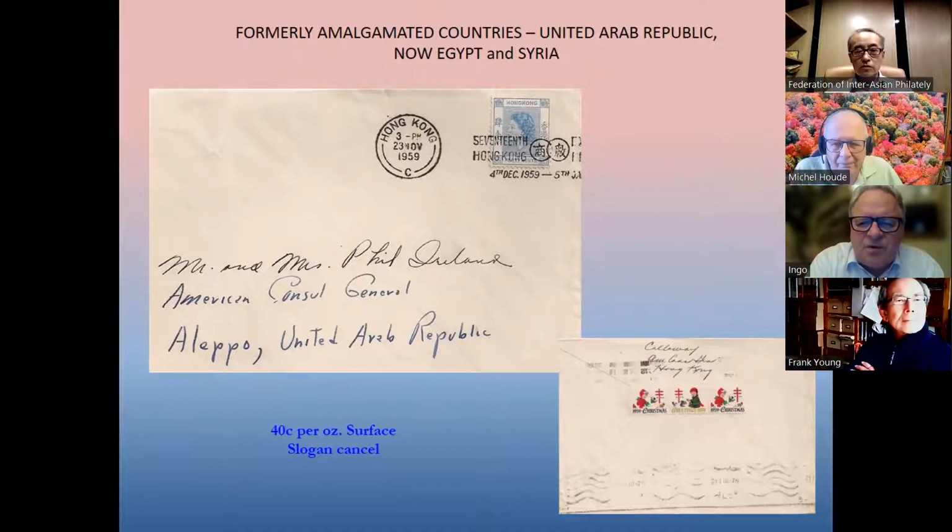And so I got this cover going to Aleppo, which is in Syria. It's American consular mail, personal mail between members of the American consulate in Hong Kong to the American consulate general in Aleppo, United Arab Republic. So very modern, but a country that no longer exists and only existed for about 10 years.